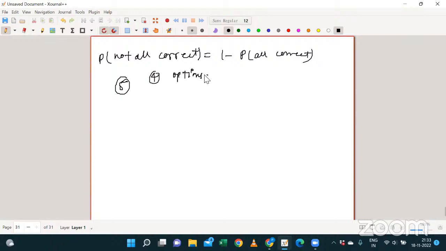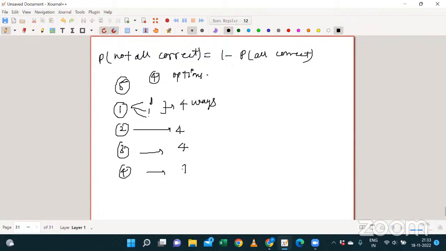Correct? Yes, sir. So for the first question, in how many ways can he answer? 4 ways, sir. Either he can choose the first option, second, third, or fourth. So for the first question, he has 4 ways. For the second question, again he has 4 ways. Third, 4 ways. For the fourth question, 4 ways.